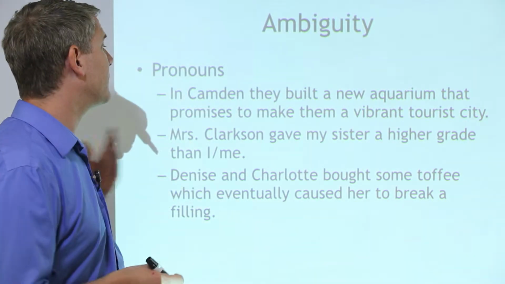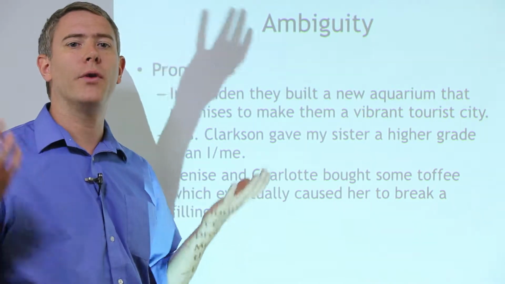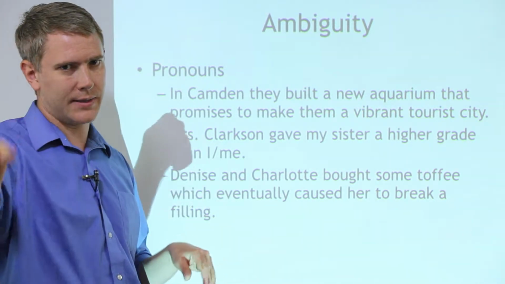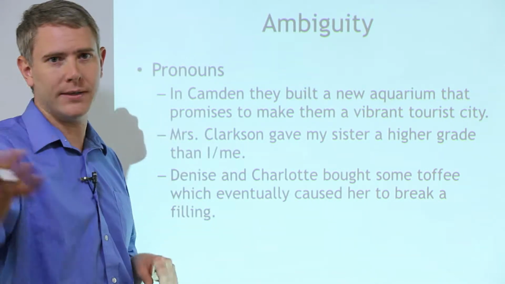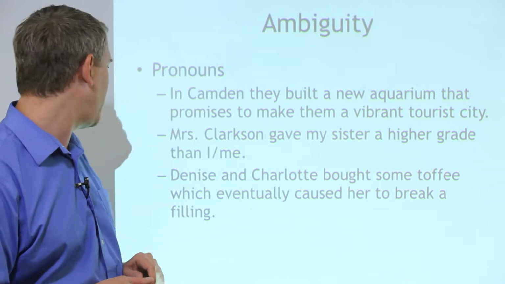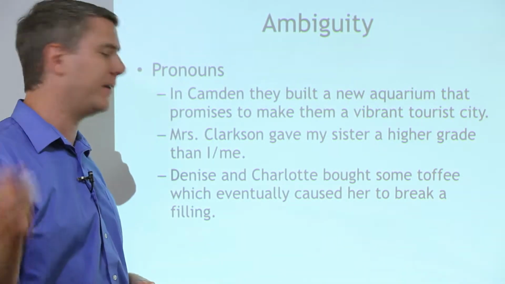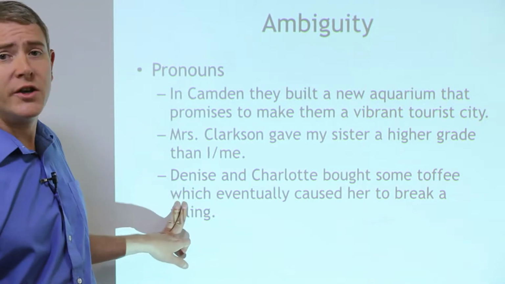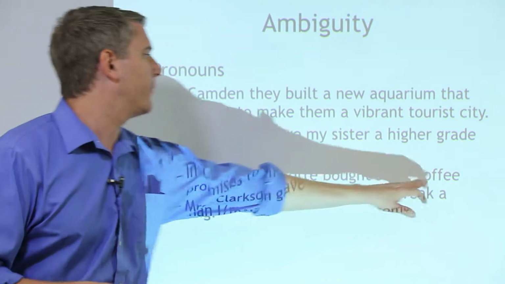If I say Mrs. Clarkson gave my sister a higher grade than me, that means me and my sister are both students. So notice how this, again, we'll talk more about this in our pronoun lesson, but notice how the choice of pronouns can either lead to an ambiguity or lead to a clarity. Similarly, Denise and Charlotte bought some toffee, which eventually caused her to break a filling. All right. So now, you might think the which is the source of ambiguity here, but it's not. The which is fine, it refers to toffee.